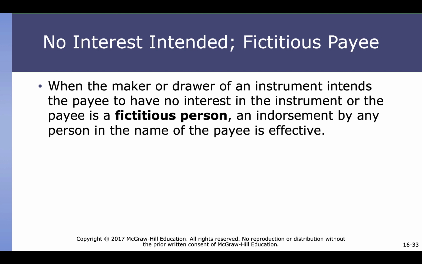When the maker or drawer of an instrument intends the payee to have no interest in the instrument or the payee is a fictitious person, an endorsement by any person in the name of the payee is effective. So again, if we are trying to fool the bank and we draw an instrument to a fictitious person, an endorsement by the person in the name of the fictitious person is effective and we'll have no claim against the bank. Now we'll still have a claim against the fictitious person, but the bank is not going to be liable on that.